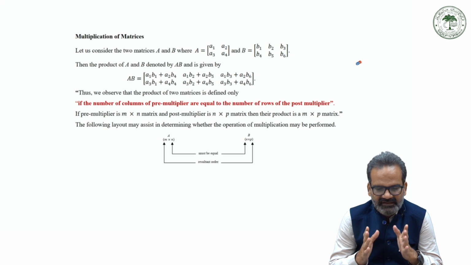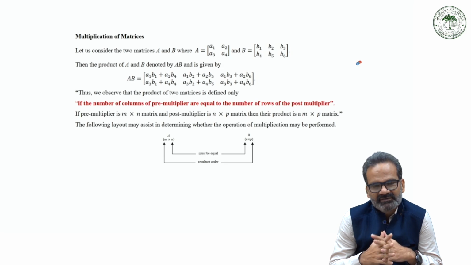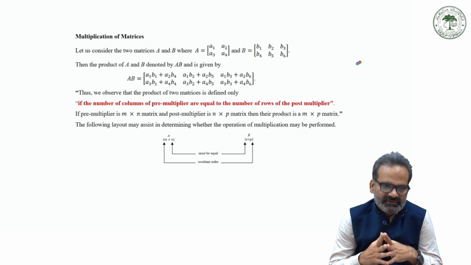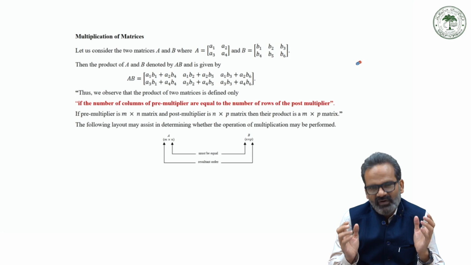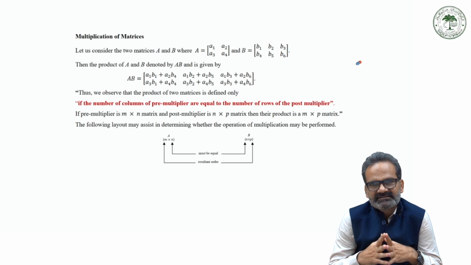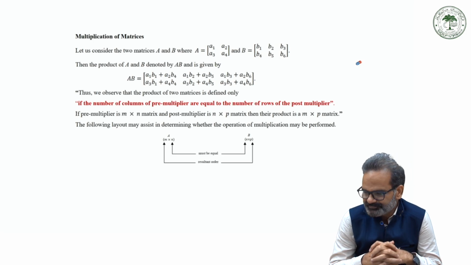So after discussing these three operations, addition, subtraction, and scalar multiplication, naturally the next stage is: what will happen if two matrices are multiplied, or whether two matrices can be multiplied or not. So this we will discuss in this session, right? So we will start our topic with multiplication of matrices.